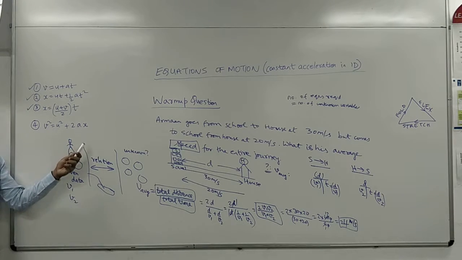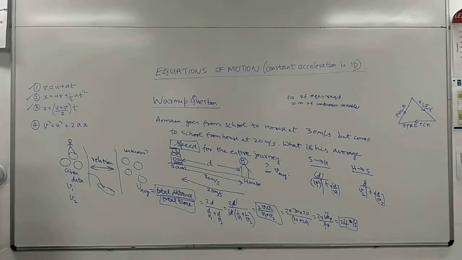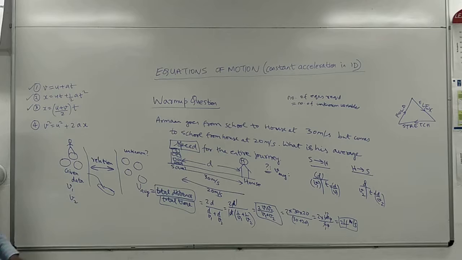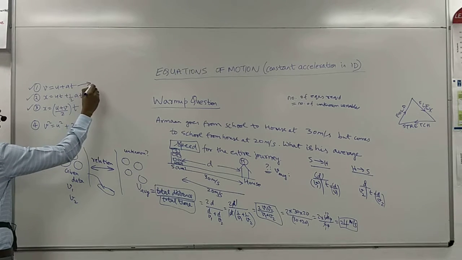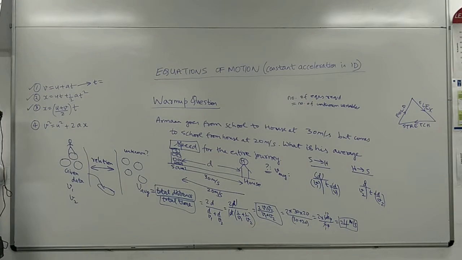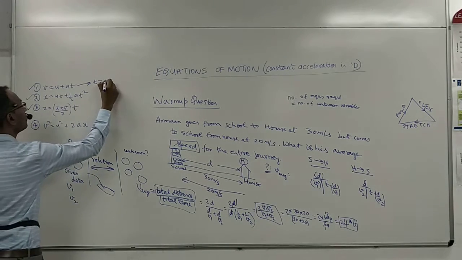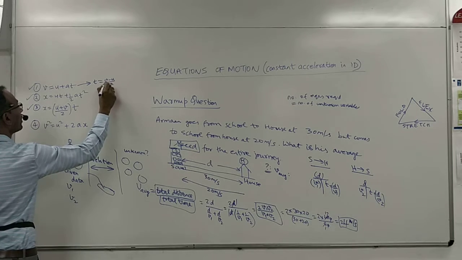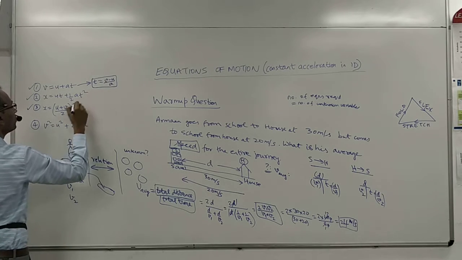S is same as x. S is displacement. X is also displacement. What is missing? Time. So time is missing. So what you do is take this and write it as t equal to something. v minus u upon a. Okay, so t equals v minus u upon a. Now substitute that in this.